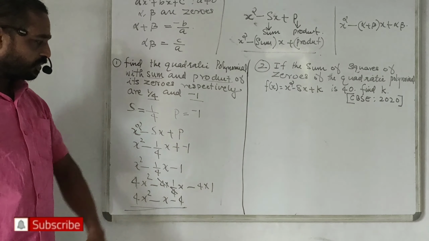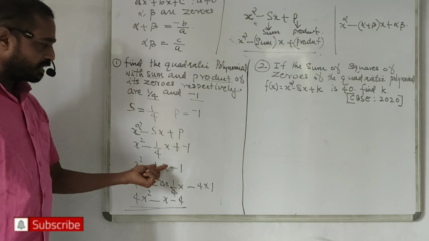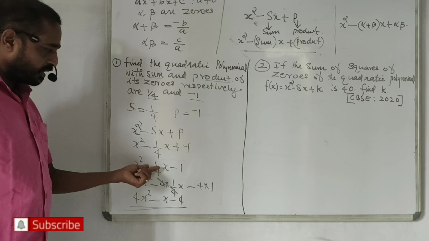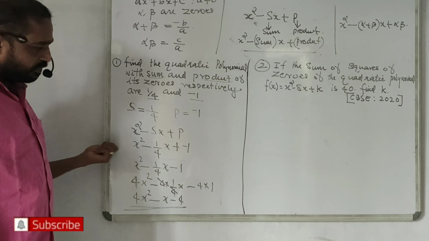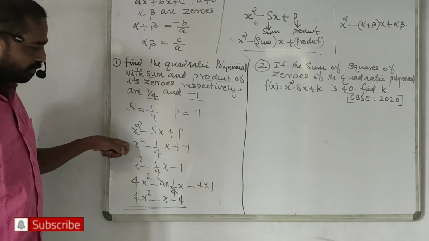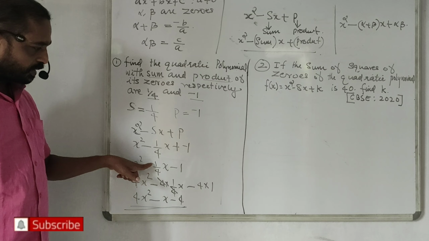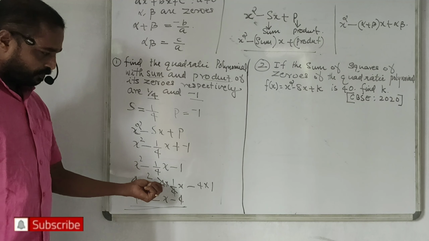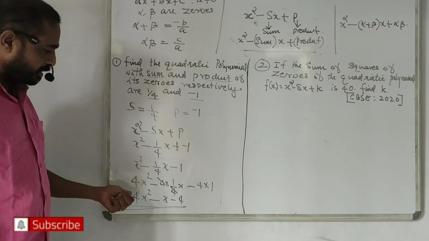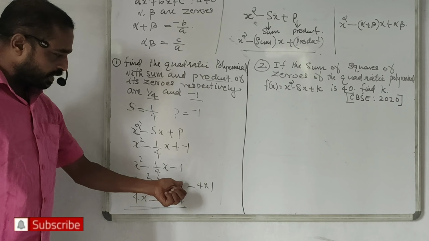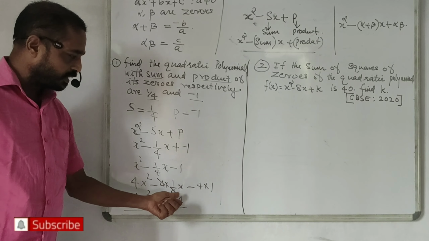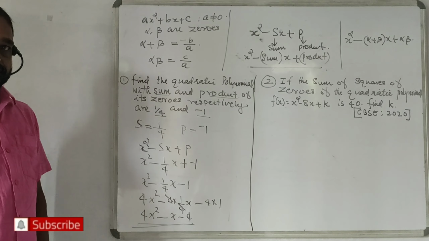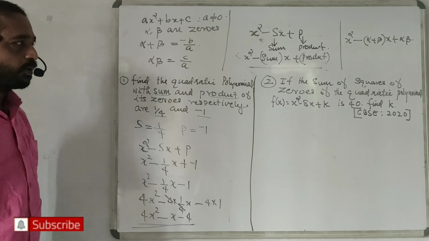So we are multiplying throughout by 4. Here plus minus becomes minus. So x square minus 1 by 4x minus 1. To get rid of this 4, we are multiplying this throughout by 4: 4x square minus 4 into 1 by 4x minus 4 into 1. That is 4x square, here 4 can be cancelled. So 4x square minus x minus 4 into 1 is 4 is the required quadratic polynomial.